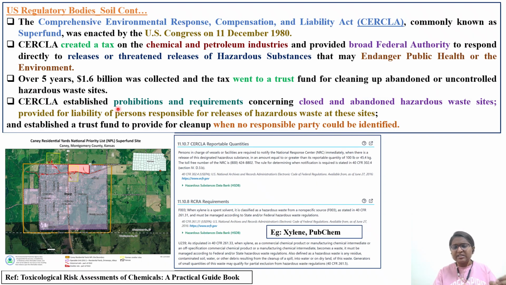CERCLA established prohibitions and requirements concerning closed and abandoned hazardous waste sites. As I told you, certain sites will be abandoned by the owners because of the losses or like that. It provided for liability of persons responsible. So under this federal law, CERCLA, these officers will have the authority. They can go and question them. They can go and challenge them, the persons who are liable for release of this hazardous waste at these sites, and it established a trust fund to provide for cleanup when no responsible party could be identified.